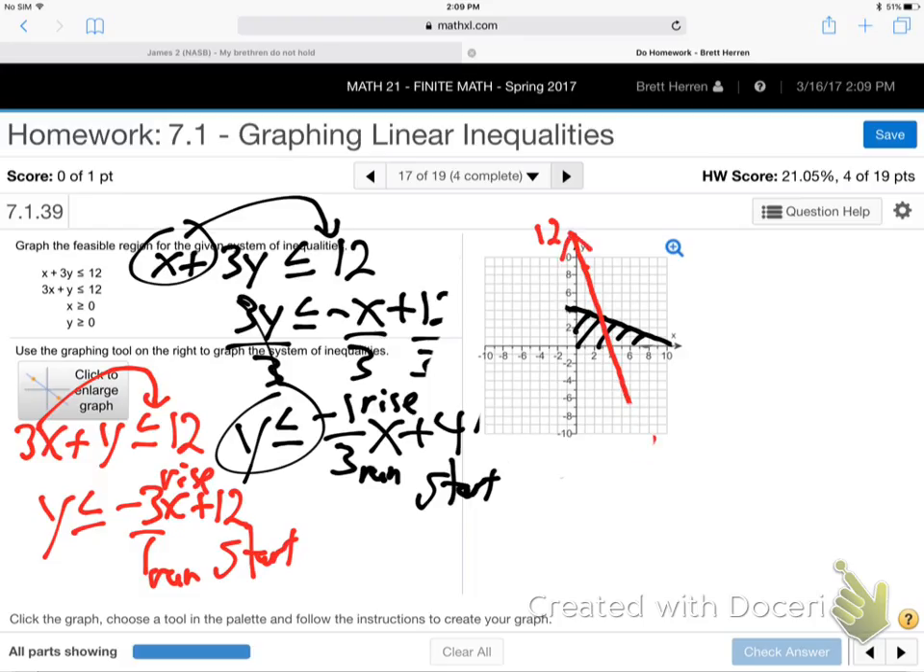Oh, but actually, I only care about stuff in the first quadrant. And then where do I shade? Y is less. Where's lesser stuff? Below the line. So where do the two shadings overlap? In this little section right here. See that little shape we have there? That's where all four inequalities are feasible. It's the feasible region.